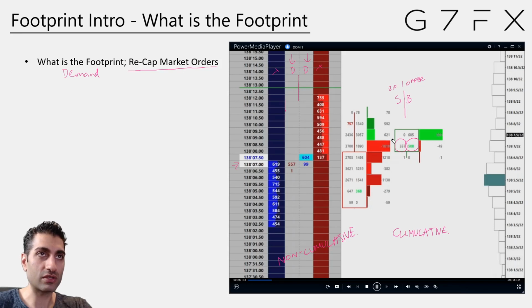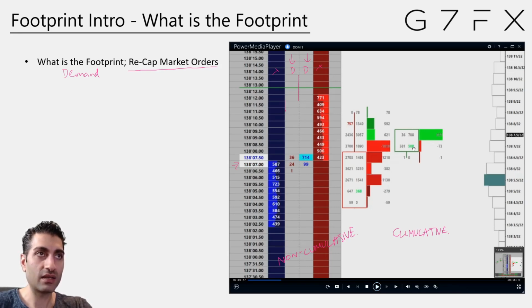I want you to do this yourselves, by the way, so you can prove it to yourself exactly what is going on. Okay, so buying, you see, this is why I love this thing, because now I can see straight away without having to look at the depth of market.